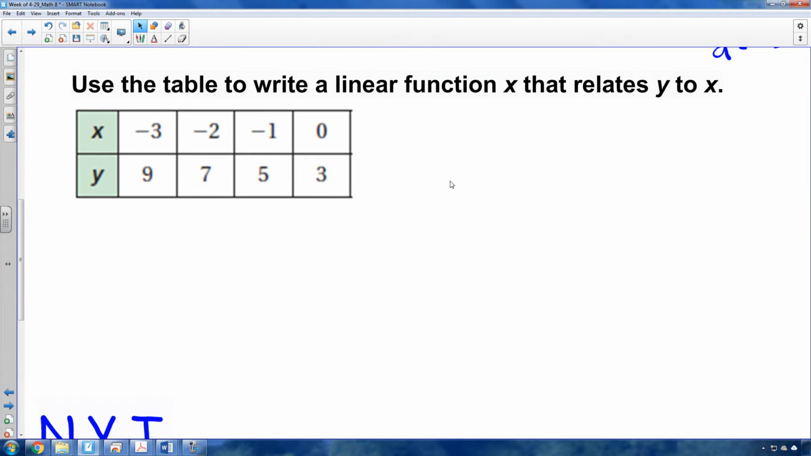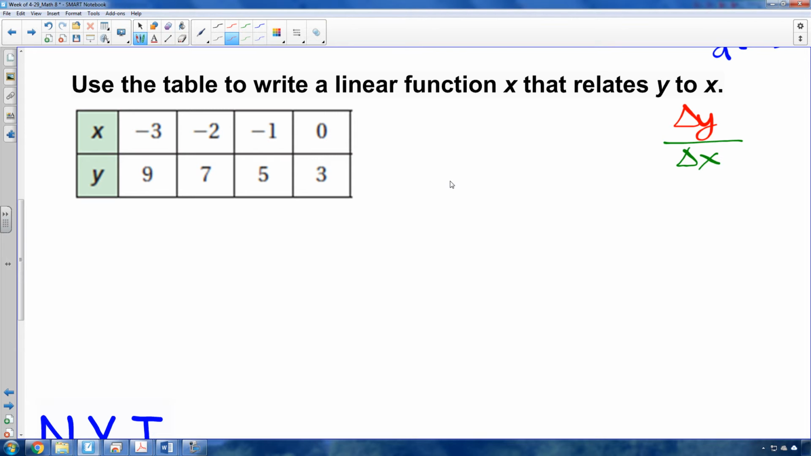So if we look at this table, we need to figure out change in y over change in x, agree? So let's make it change in y for red, and then, our ode to Christmas, I guess, change in x. So look at the y and figure out what it's changing by.